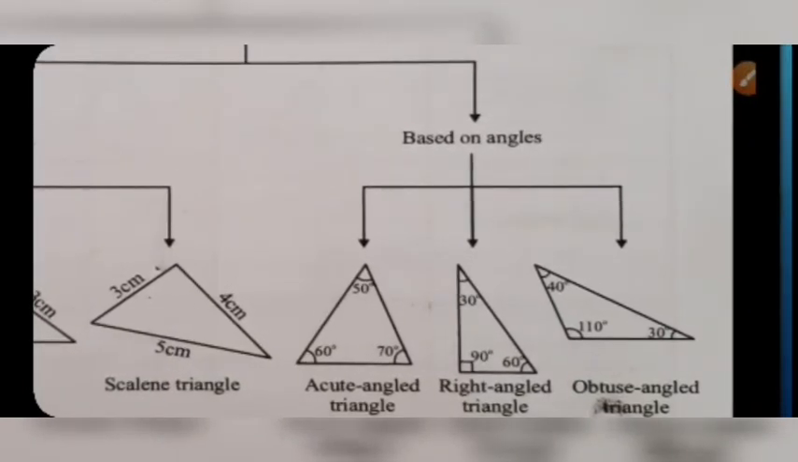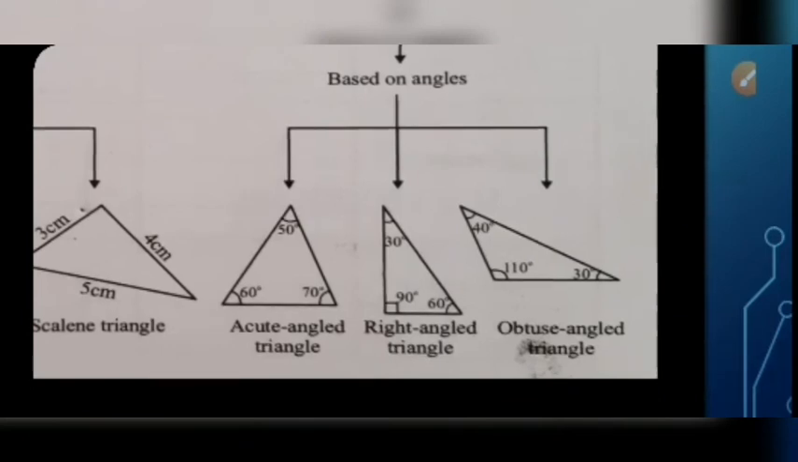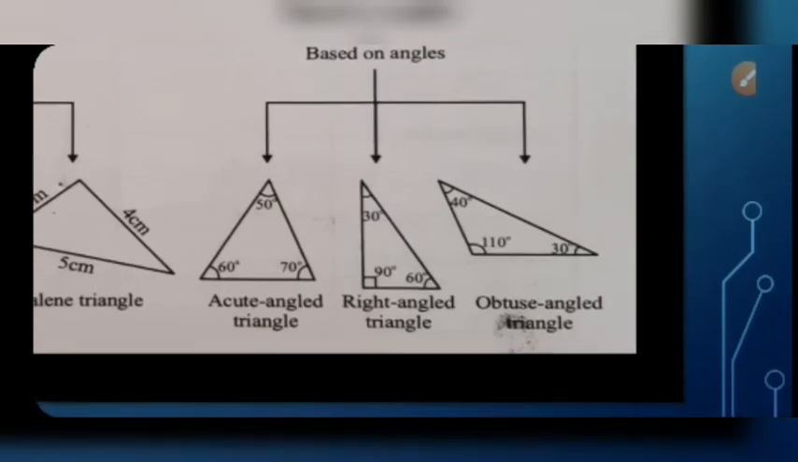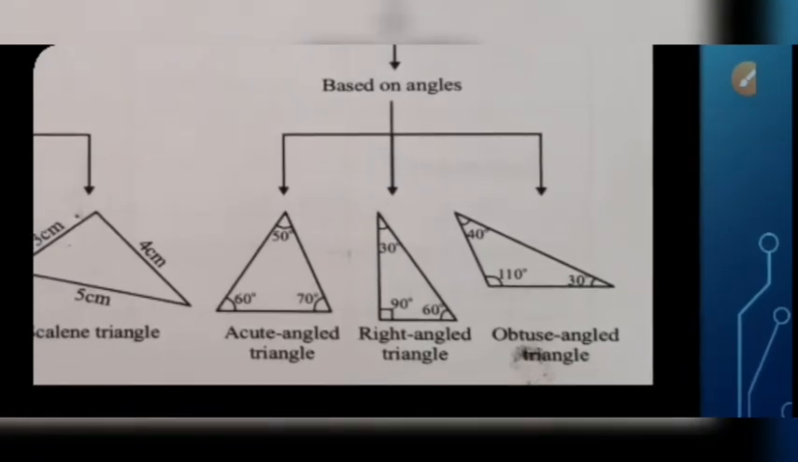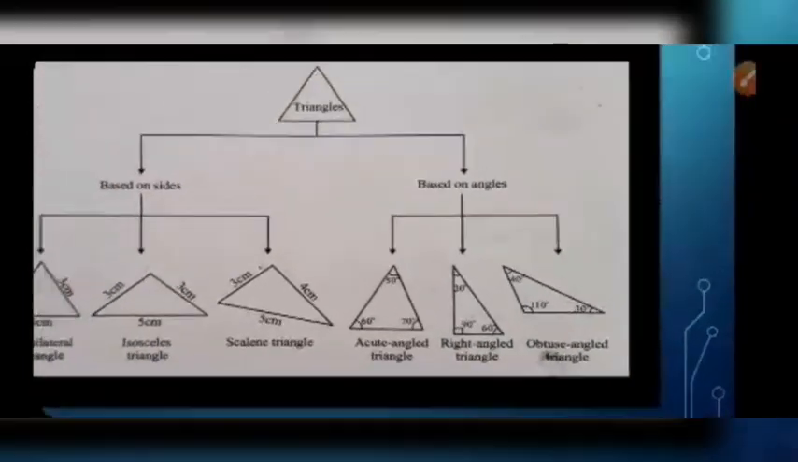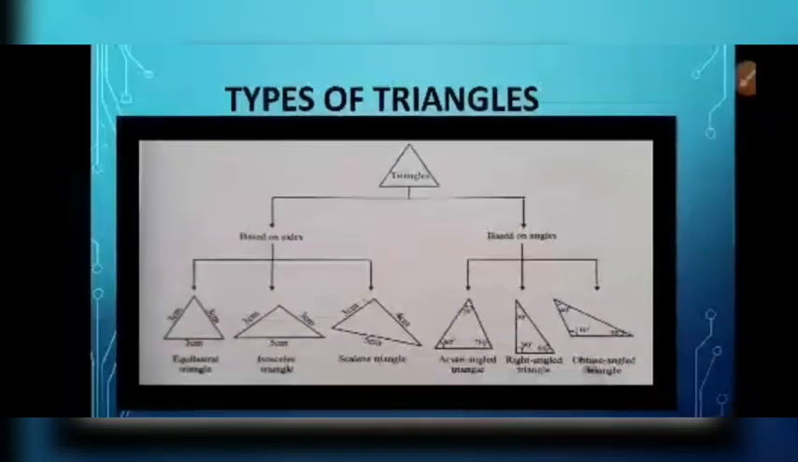Based on angles, triangles are acute angle triangle, right angle triangle, obtuse angle triangle. Acute angle triangle, the 3 angles are less than 90 degrees, 50 degrees, 60 degrees and 17 degrees. In this example of right angle triangle, the angles are 90 degrees, 60 degrees and 30 degrees. In obtuse angle triangle, the 3 different angles are here. It is scalene triangle also. One angle is 110 and the other 2 angles are 30 and 40. So you have understood well about triangles.